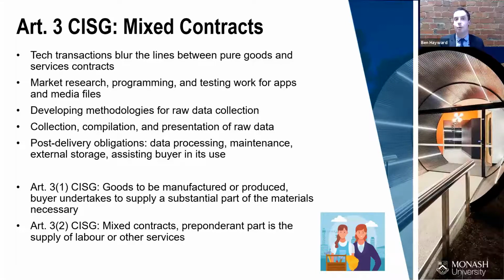And then in Article 3.1 of the CISG, where goods are being manufactured or produced, if a buyer undertakes to supply a substantial part of the materials necessary for the goods, the CISG doesn't apply. So in the data context, say if a buyer supplied an essential part of the code that is reflected in the product that is then transferred back to it by the seller, that may result in the CISG not applying because of this Article 3 rule as well.